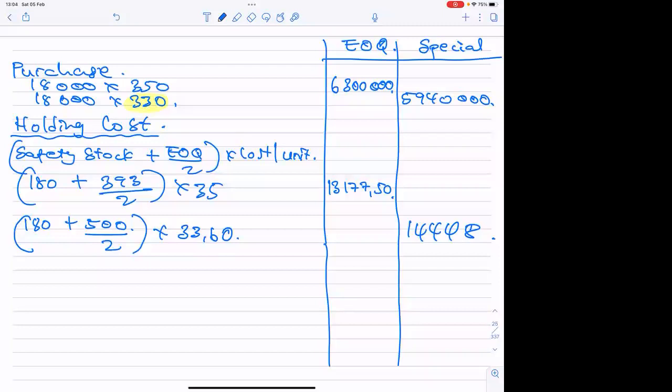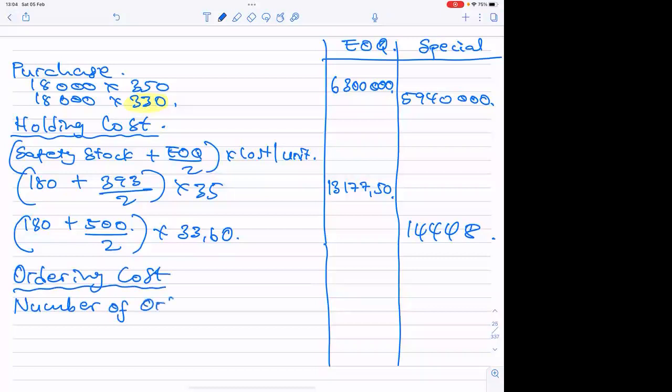Then we come to the last one, which is the ordering cost. The ordering cost is the number of orders multiplied by the cost per order.